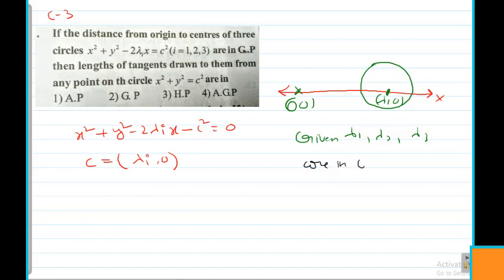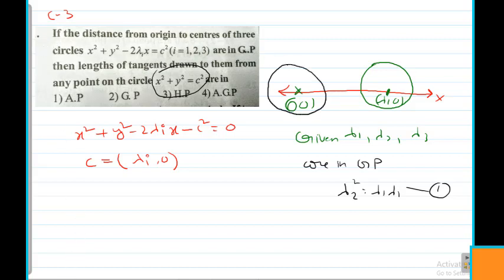Are in GP. Yeah, what does it mean? Lambda 2 square equal to lambda 1 into lambda 3. This is the given hint for us. Length of tangents drawn to them from any point on the circle x square plus y square equals c square. So this is an interesting thing. x square plus y square equals c square is a circle whose center is (0, 0) and radius is c. Just like it may be like this. This may be the circle.